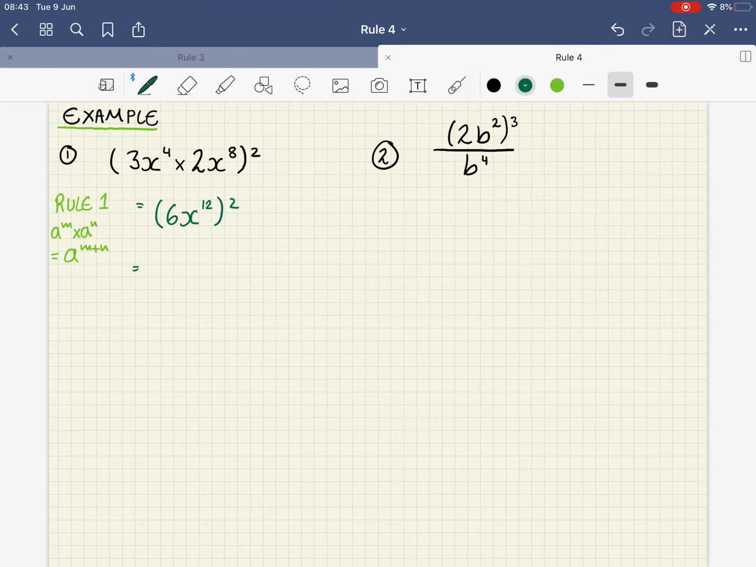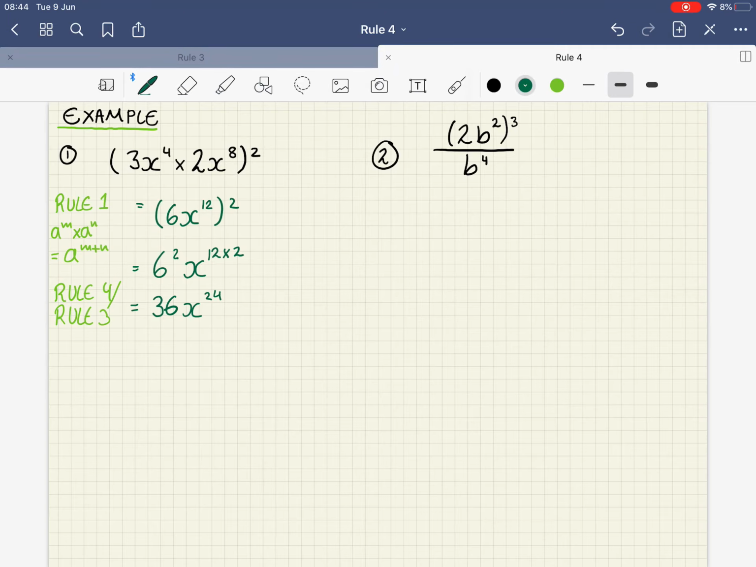And now I can apply my rule 4 here. So that 2 is going to affect each thing individually. And in fact, it's going to be a mix of rule 4 and rule 3 on this step. So, sorry, let me just rub that. So I'm going to have 6 to the power of 2. So here's my rule 4 with that 2 affecting everything. And then I'm going to have 12 times the 2. Then neatening it up, 6 squared is 36. And then 12 times 2 is 24.